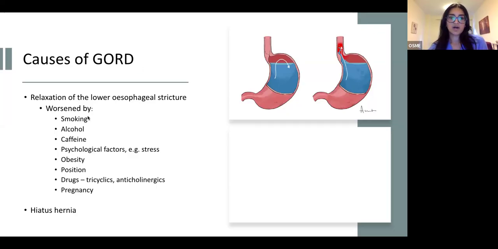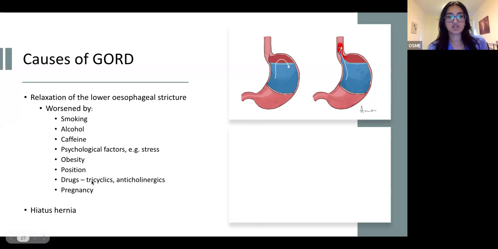And it's made worse by these lifestyle factors. An important one is position. So if someone has a meal and then lies down, that encourages the flow of the undigested food and the acid back up into their esophagus, and that can make their reflux worse.